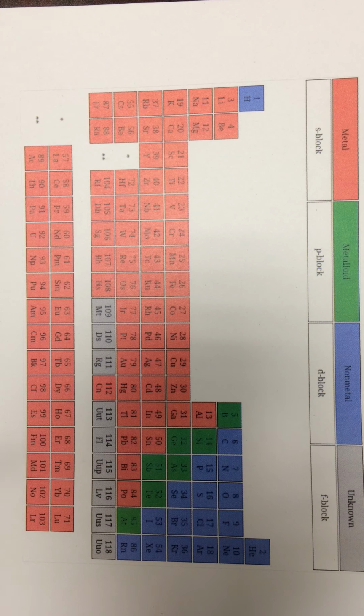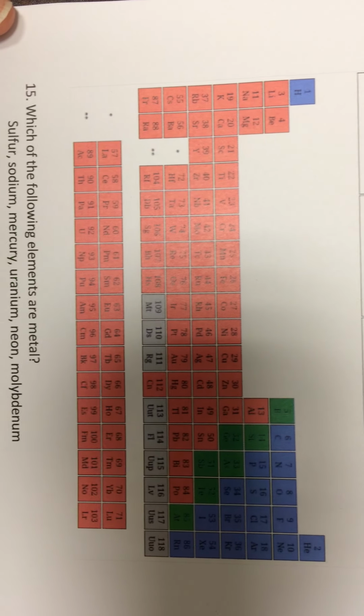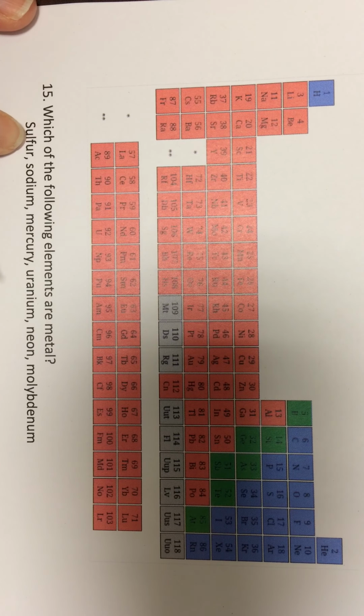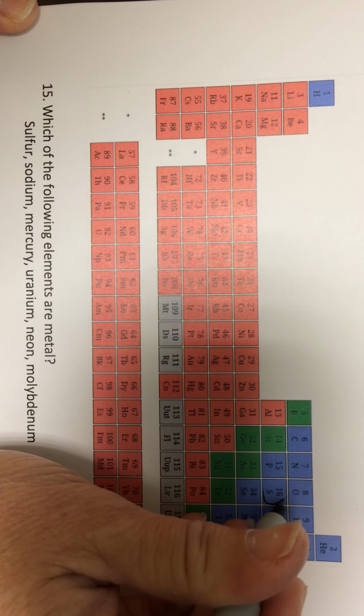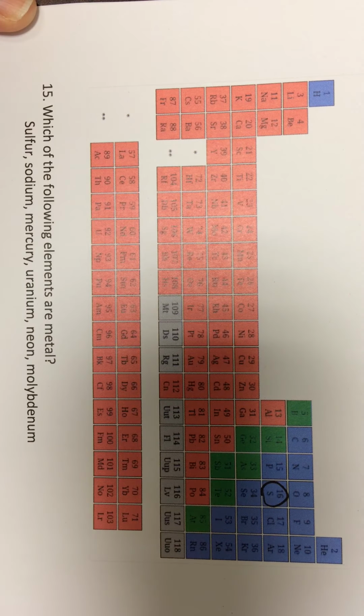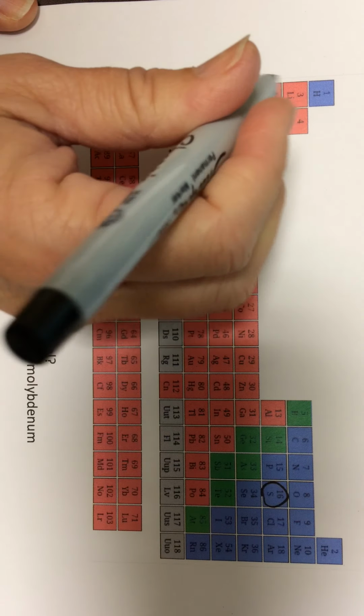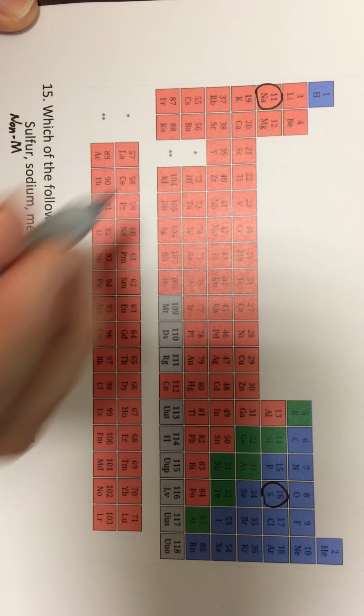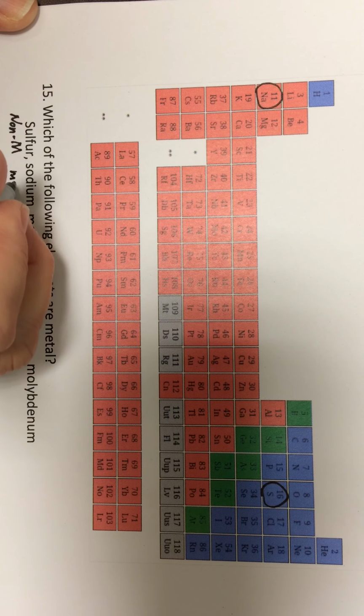So if we look at this table, we'll be able to determine whether something's a metal or a nonmetal. We start with sulfur. Its symbol is an S, and it's right here. It's in the blue, and so it's a nonmetal. Sodium, its symbol is Na, and it's in the red, so it's a metal.